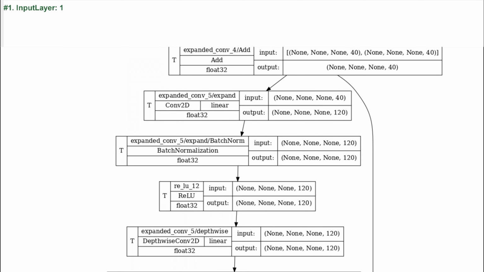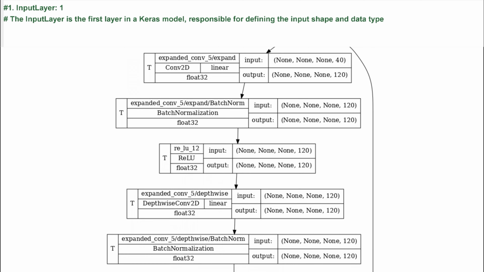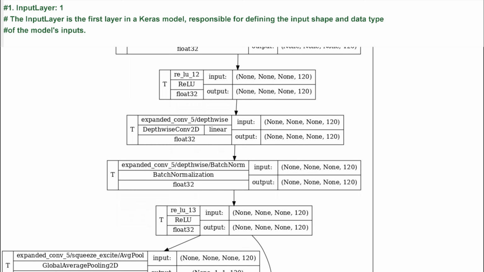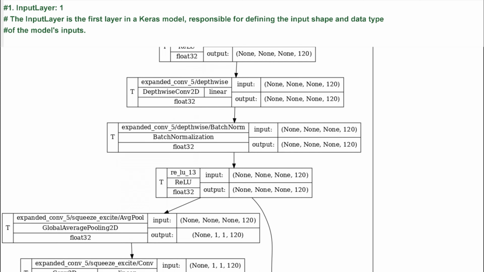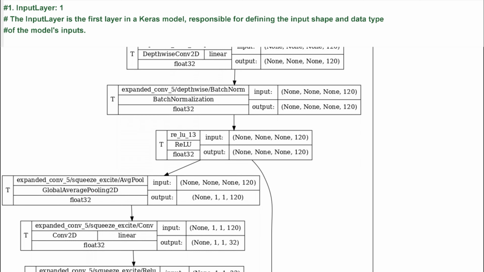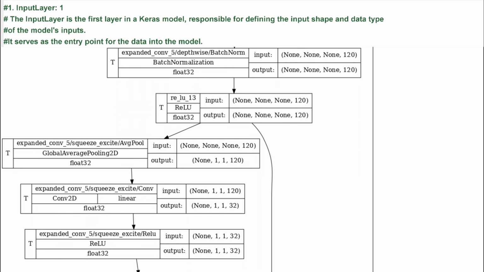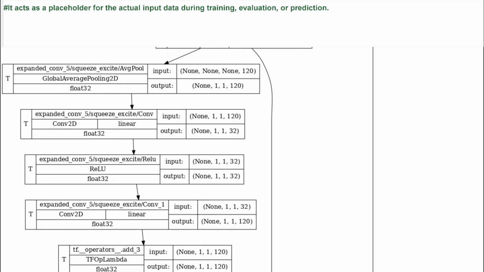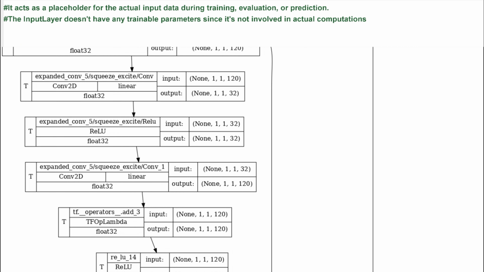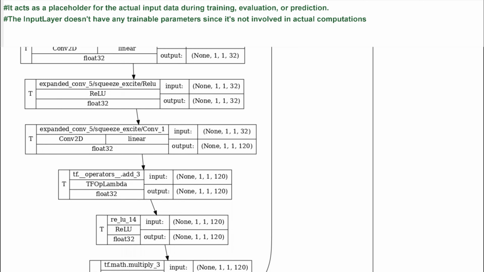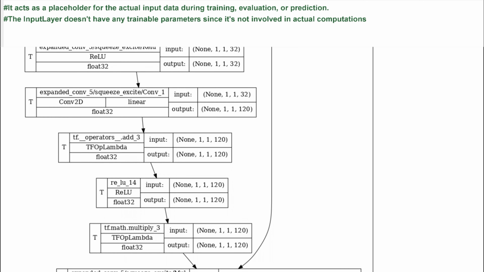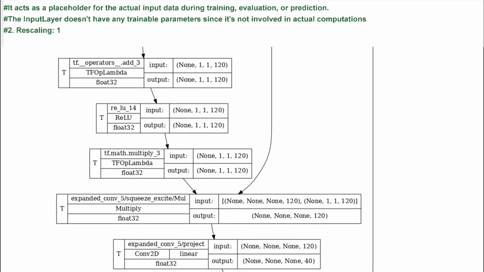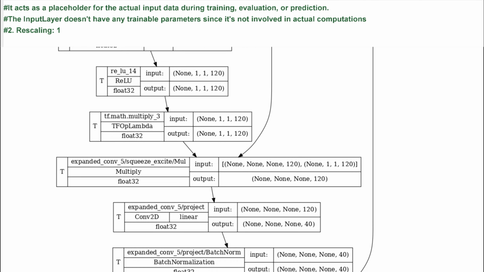1. Input layer, 1. The input layer is the first layer in a Keras model, responsible for defining the input shape and data type of the model's inputs. It serves as the entry point for the data into the model. It acts as a placeholder for the actual input data during training, evaluation, or prediction. The input layer doesn't have any trainable parameters since it is not involved in actual computations.